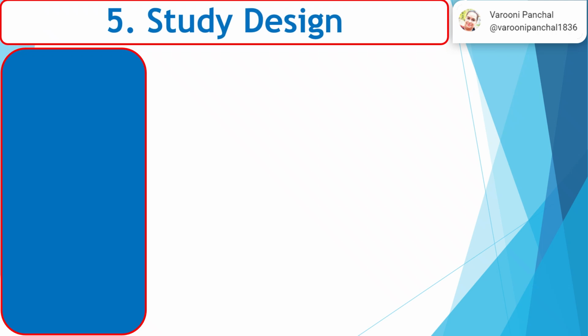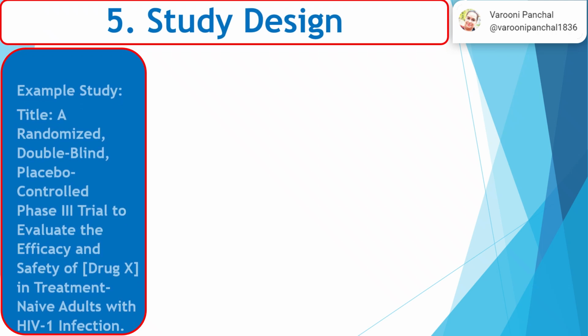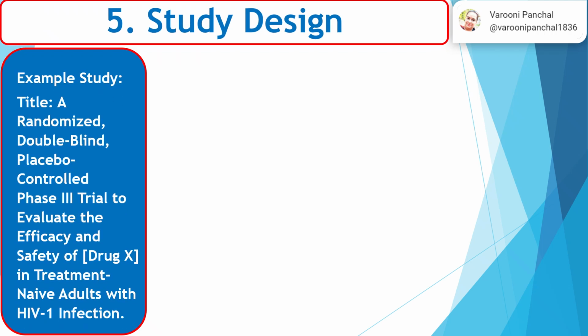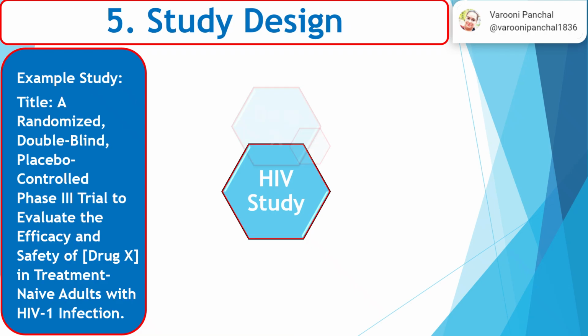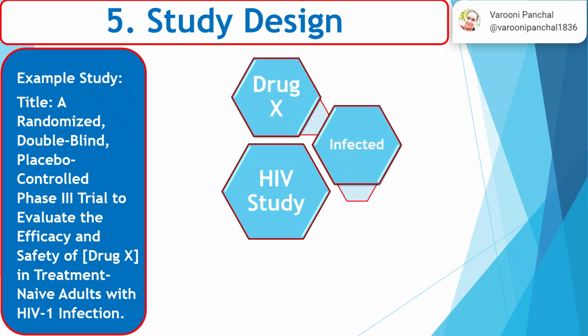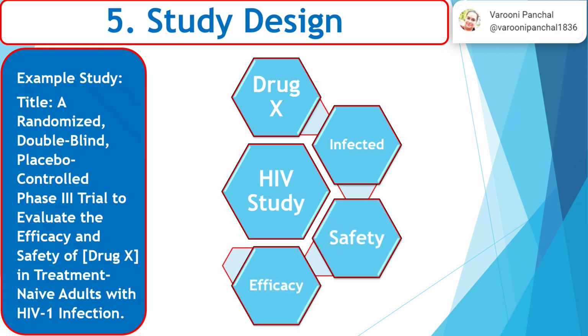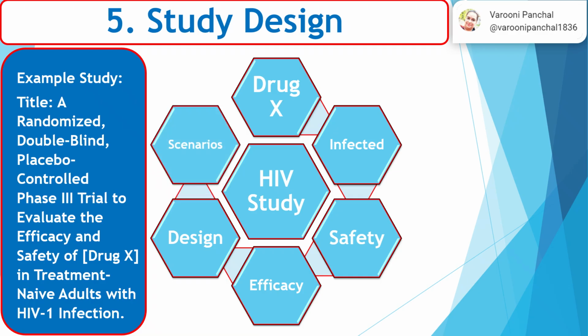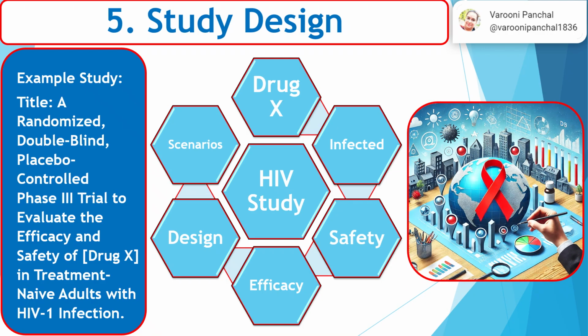Number 5. Study design. Example study. Title: A randomized, double-blind, placebo-controlled Phase 3 trial to evaluate the efficacy and safety of drug X in treatment-naive adults with HIV-1 infection. This hypothetical study involves testing a novel HIV therapy, drug X, in treatment-naive HIV-1 infected individuals to determine its efficacy and safety. Below is an in-depth exploration of the study design, incorporating real-world scenarios and practices commonly used in HIV clinical trials.